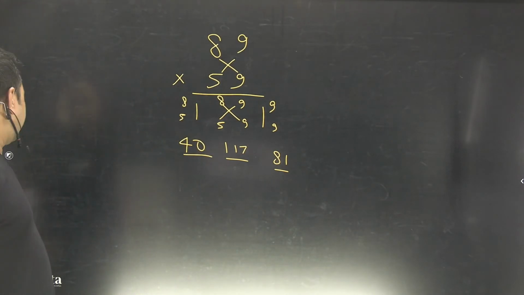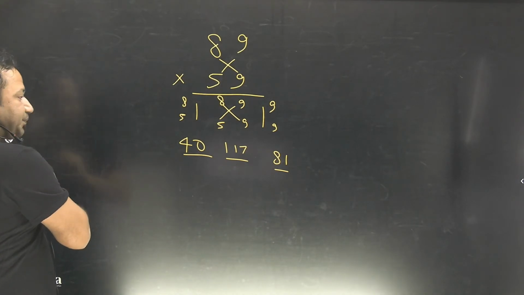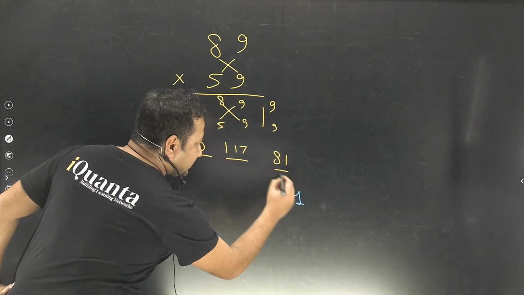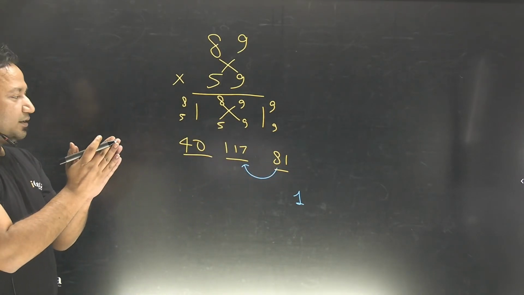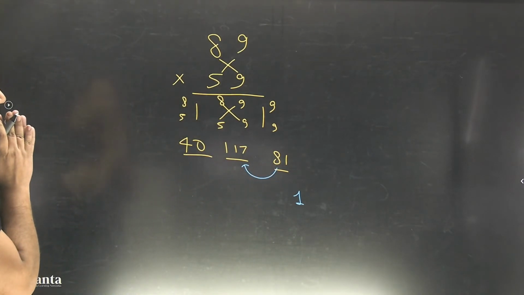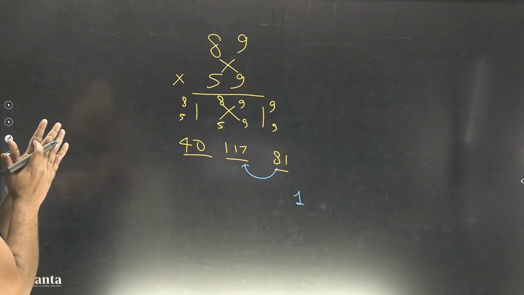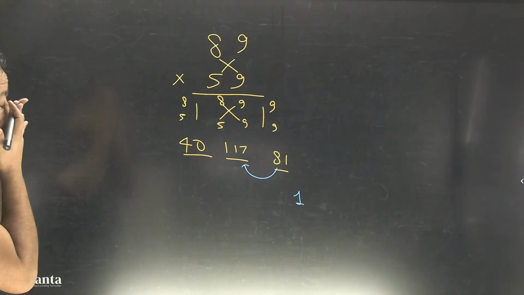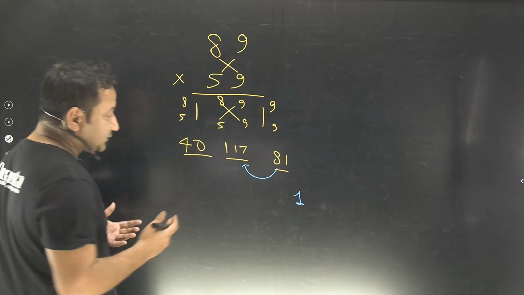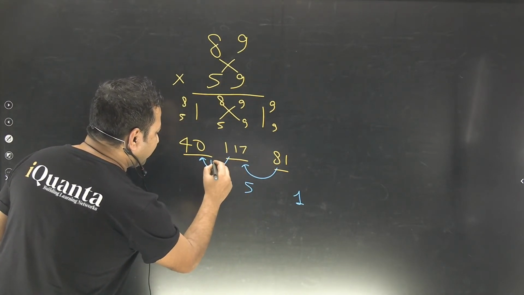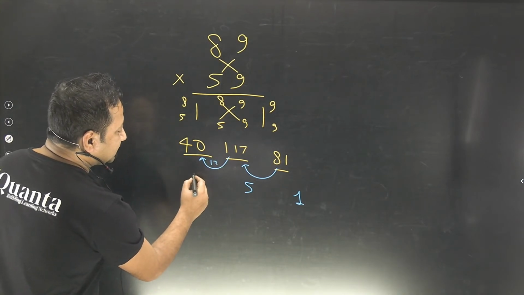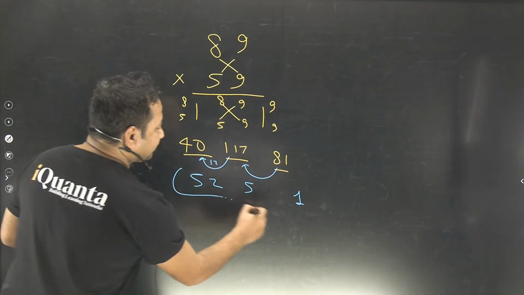Clear? Now look at this very carefully. 1 remains, 8 goes here. 117 plus 8 is how much? 125. 5 will remain and 12 will be carried forward. Is that clear? 12 plus 40 is 52. So our answer is 5251.